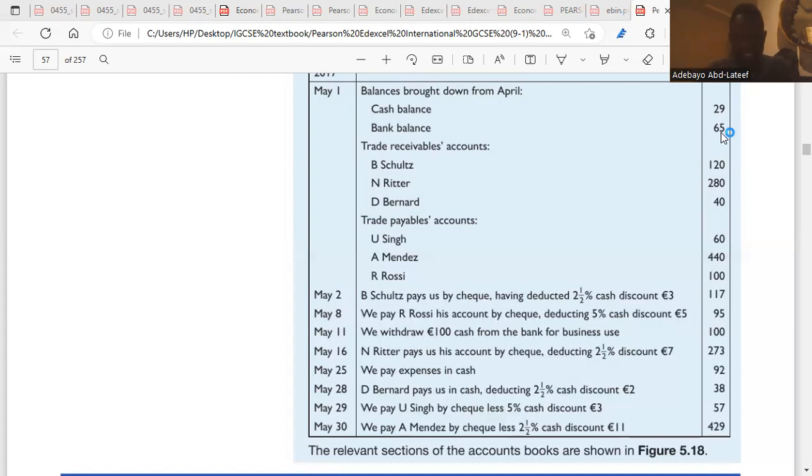May 11, cash, contra, under bank. That's for the withdrawals, which is contra for May 11. Then we go back to May 8.